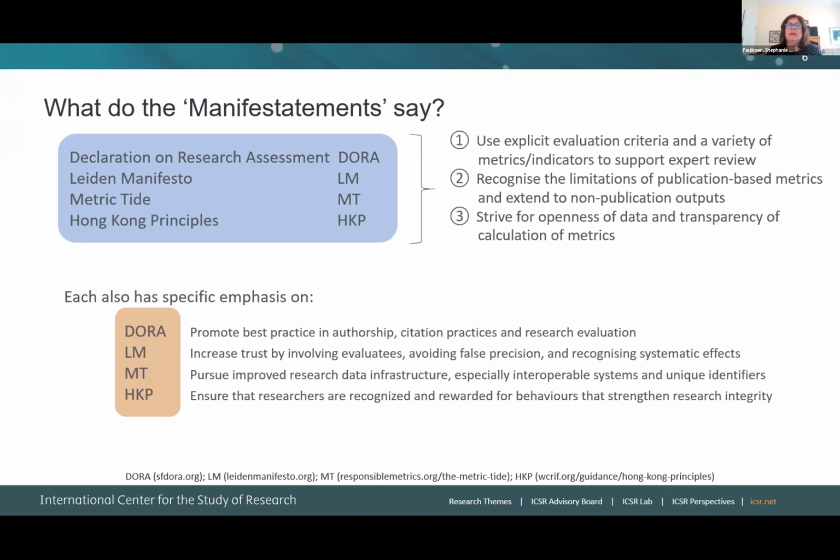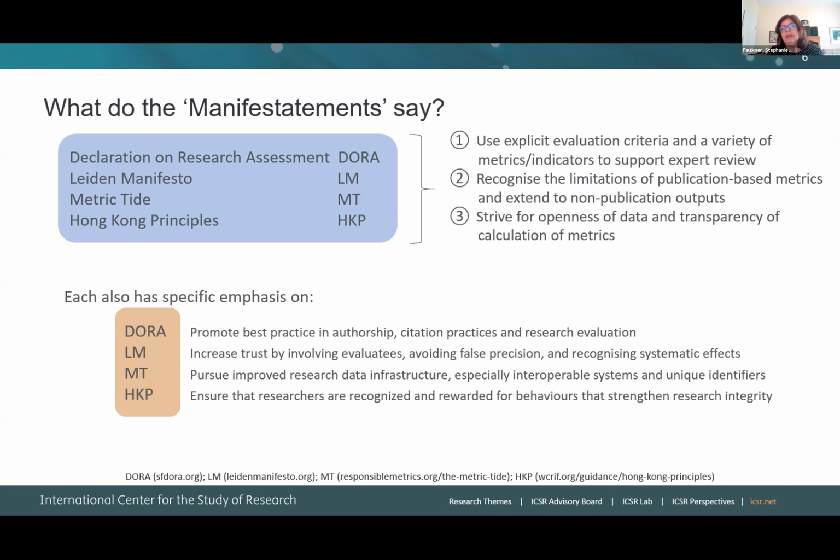So to save you a little time, if you haven't read all 4 of these manifesto statements, allow me to summarize the key and common themes that they're all driving for. So all 4 of those manifesto statements or documents, for DORA, the Leiden Manifesto, Metric Tide, and the Hong Kong Principles, are easily available if you want to check them out and take time to read them yourselves. We put the links at the bottom of that slide above the footer.